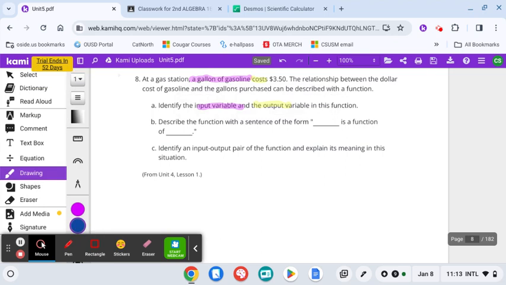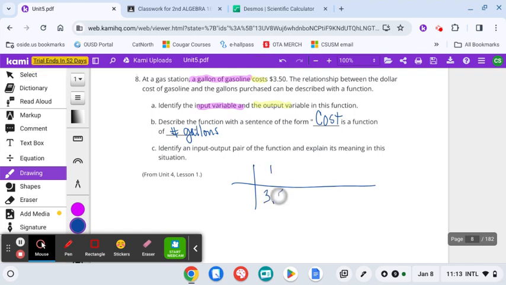We would say cost, the output, is a function of the number of gallons. If I have more gallons, my cost goes up. If I have less gallons, my cost goes down, etc. Identify an input-output pair of the function and explain its meaning. So if I buy 1 gallon of gas, it costs $3.50. So my input-output pair would be 1, $3.50.